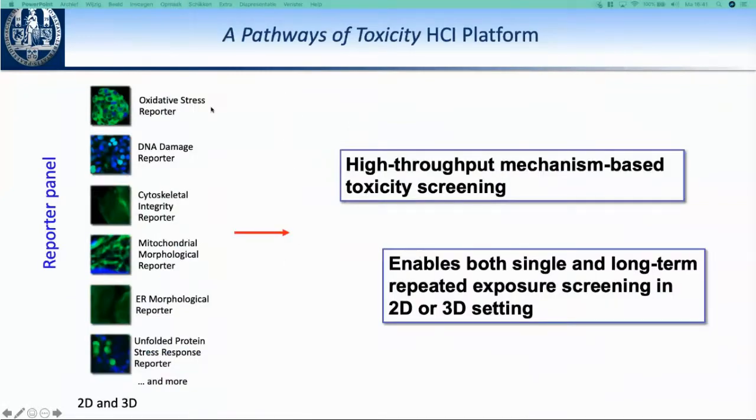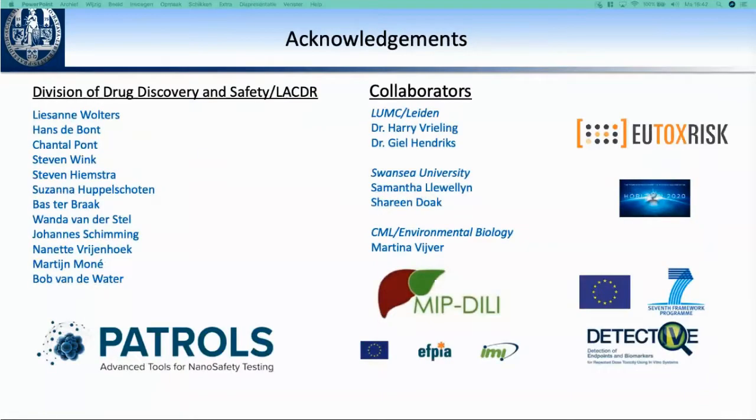So with this reporter panel, both in 2D and 3D, we can do high throughput mechanism-based toxicity screening, and it enables both single and long-term repeated exposure screening in 2D and 3D settings. As a next step, we also want to test these reporters in the hanging drop method that Sam just presented, so that we can compare the different setups with each other. So hereby I would like to thank my colleagues at Leiden University, and collaborators, and also you for your attention. I'm happy to answer any questions.